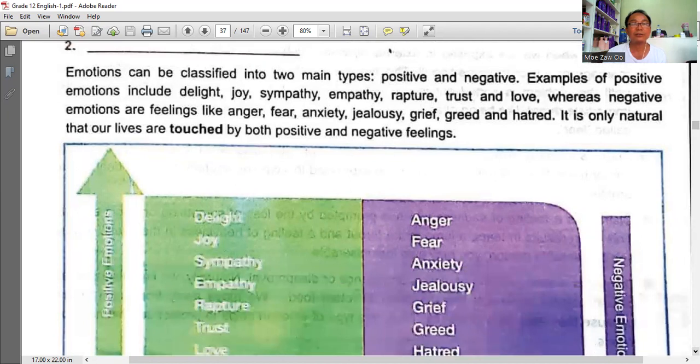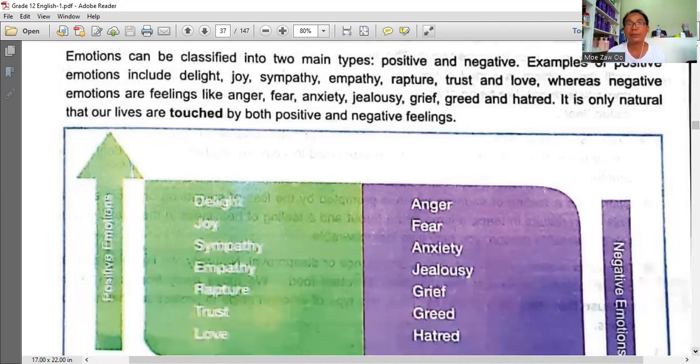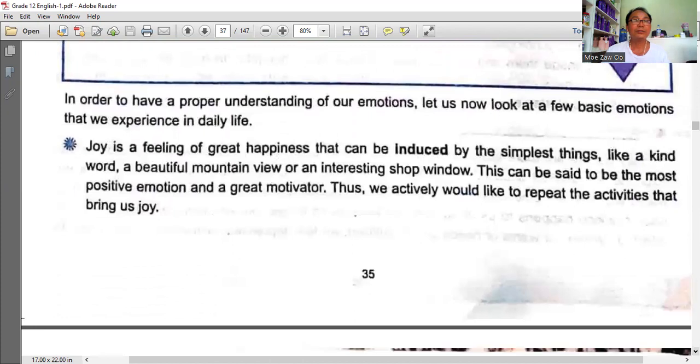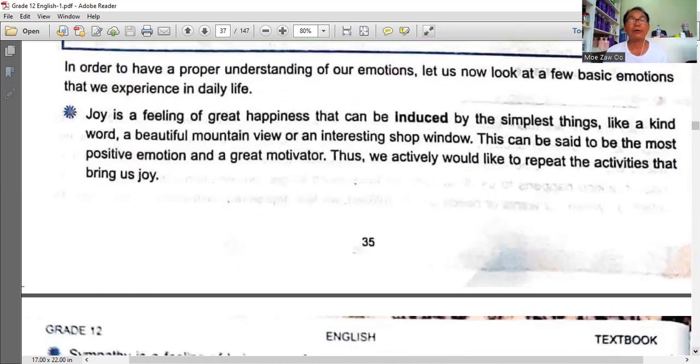Emotion can be classified into two main types, positive and negative. Examples of the positive emotions include delight, joy, sympathy, empathy, rapture, trust, and love, whereas negative emotions are feelings like anger, fear, anxiety, jealousy, grief, dread, and hatred. It's only natural that our lives are touched by both positive and negative feelings. In order to have a proper understanding of our emotions, let us now look at a few basic emotions that we experience in daily life.